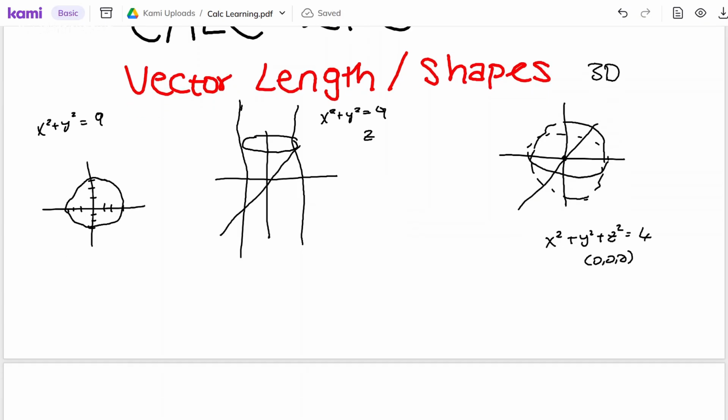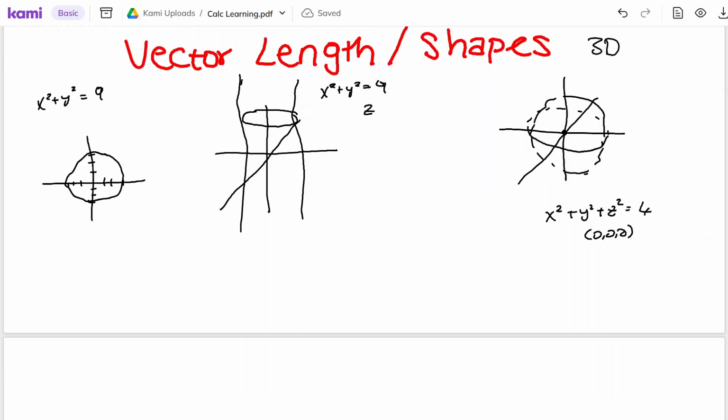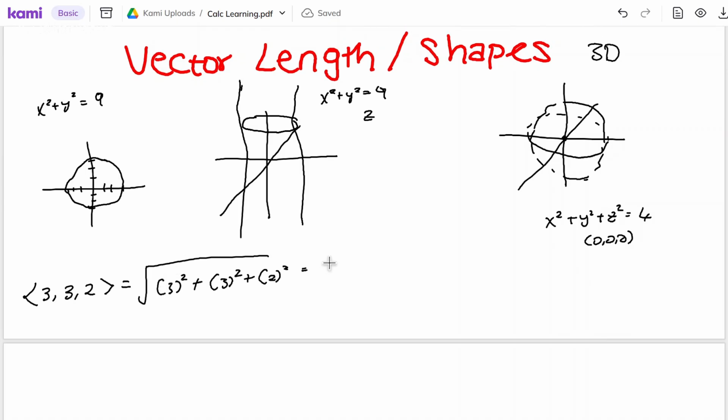And now for the length, it's a lot easier. The length of a vector, so I'm going to give a random vector, say the vector 3, 3, 2. The length of this vector is just the square root of 3 squared plus 3 squared plus 2 squared. And that's how you do the length of vectors. To do this, you find 3 squared, which is 9, plus 9, plus 2 squared, which is 4. 9 plus 9 is 18, plus 4 is 22.